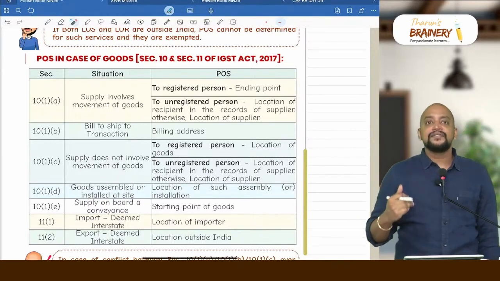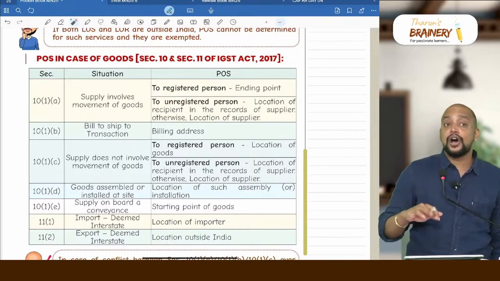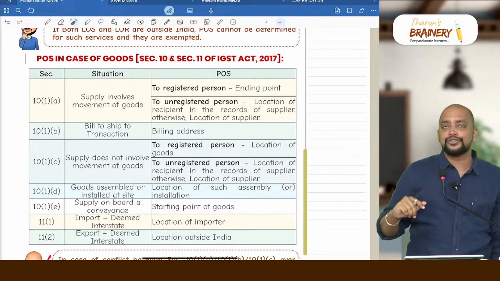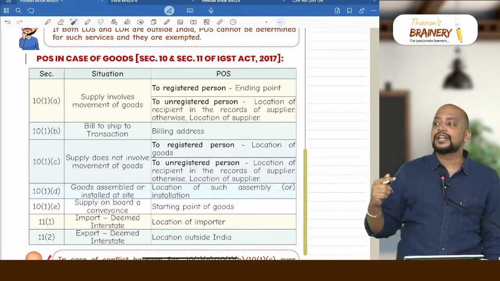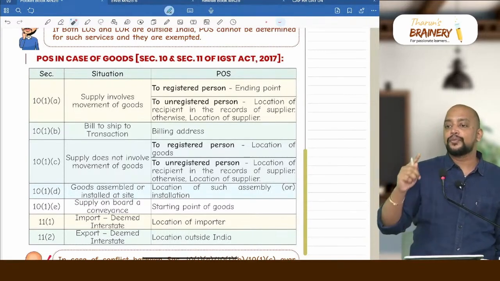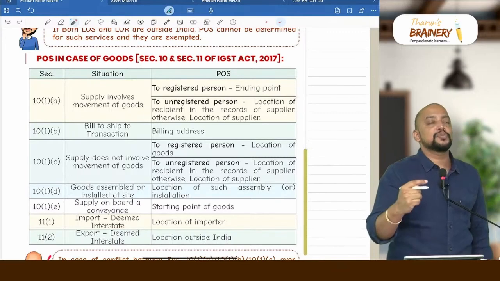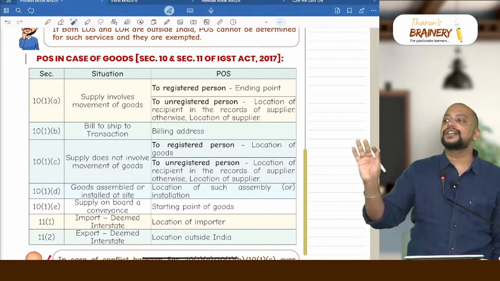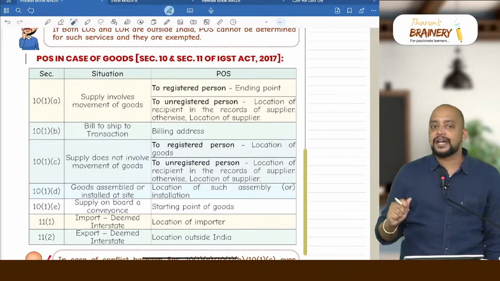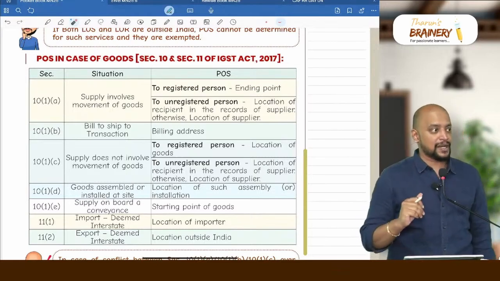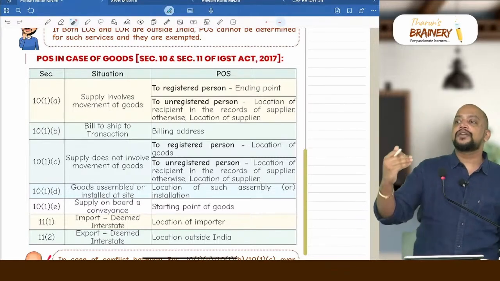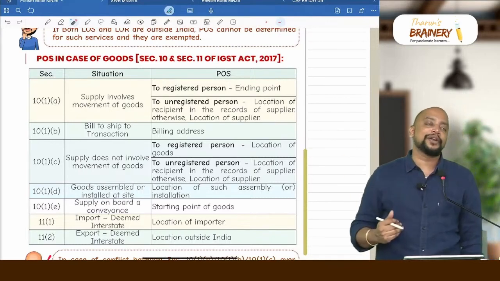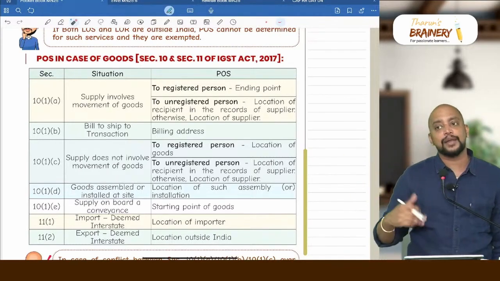Then next, we have supply does not involve movement of goods, 10(1)(c). There also we have B2B, B2C classification. This B2B, B2C classification for goods is in 10(1)(a) and 10(1)(c): supply involves movement of goods, supply does not involve movement of goods. So for B2C it is same: location of recipient in the records of supplier, otherwise location of supplier. But for B2B, for 10(1)(a), supply involves movement of goods, ending point. Supply does not involve movement of goods, location of goods at the time of delivery.